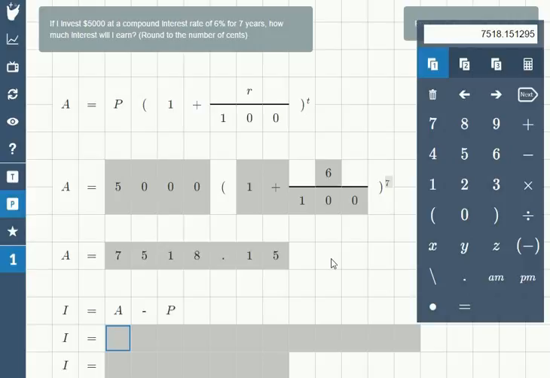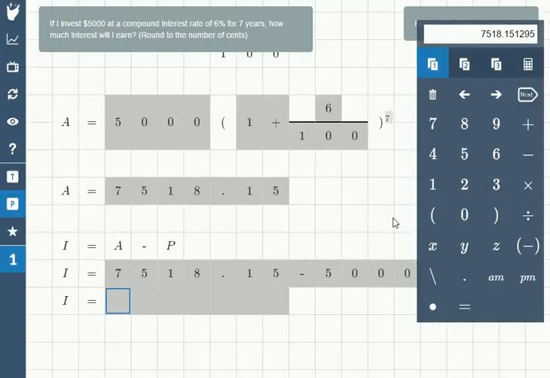So to find out the amount of interest we've earned, we need to take our original principal away from this result. So if we put $7,518.15 into our answer boxes, then take away our original principal of $5,000, that will give us the final answer of $2,518.15.